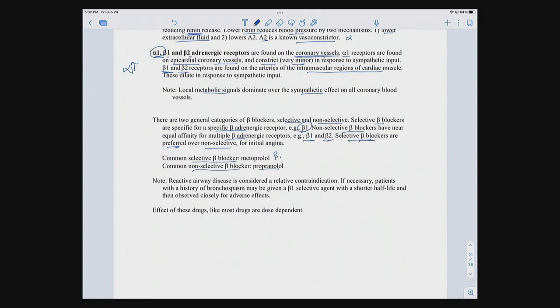Well, what would happen if you gave your patient a non-selective beta blocker, like propranolol, and now you're also blocking the effect of beta 2 interaction with norepinephrine or adrenaline? Well, in that case, you're going to have a problem with lungs. So, that being said, reactive airway disease is considered a relative contraindication for non-selective beta blockers.